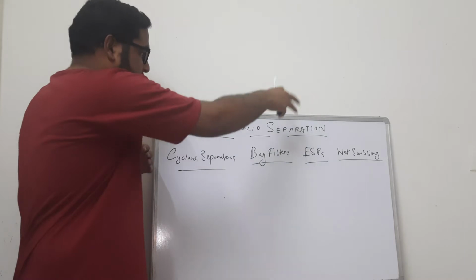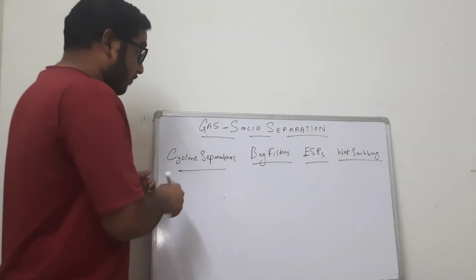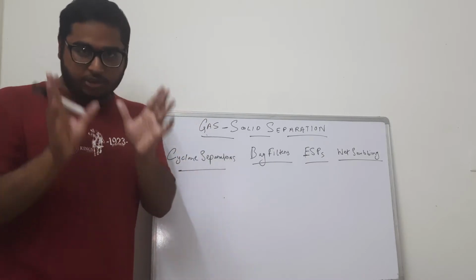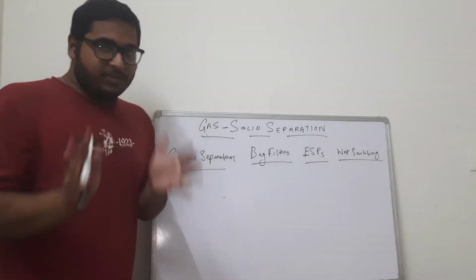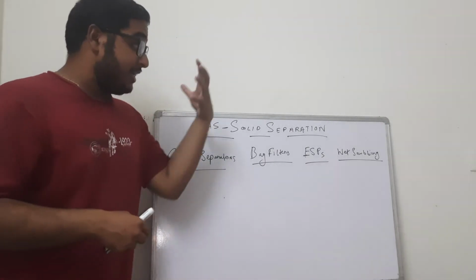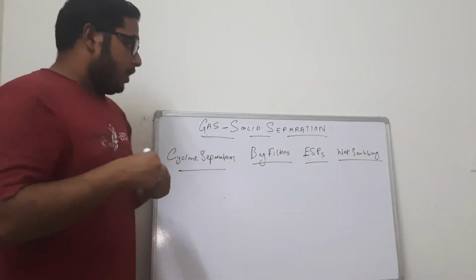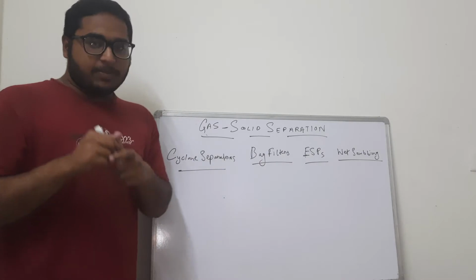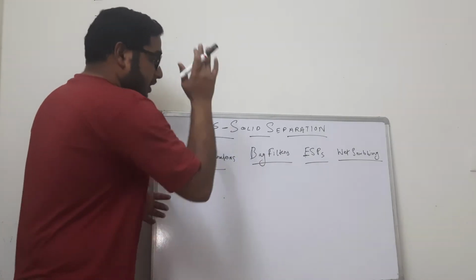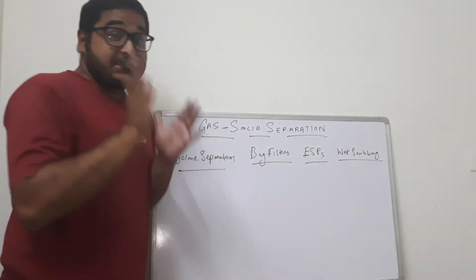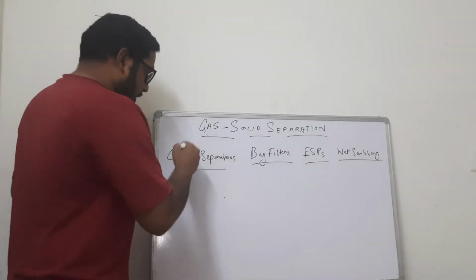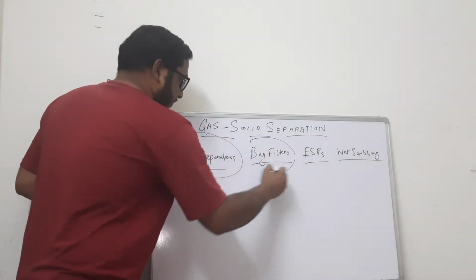Some of the prolific methods in the industry: there are four methods that are primarily followed in the industry for gas solid separations, and we are only going to discuss two of them today. The other two are going to be discussed in the next video in the upcoming week. The four basic systems of gas solid separation are cyclone separators, bag filters, ESPs, that is electrostatic precipitators, and wet scrubbing systems. Today we are going to talk about cyclone separators and bag filters in particular.